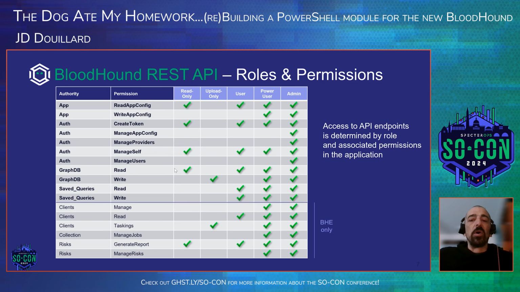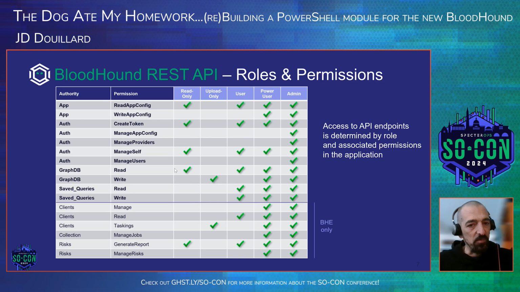In the application, you have user management now, so you can have several roles, and each role has different permissions, which in turn will condition what API endpoints you're allowed to talk to. So we have admin, who can do everything, a power user, and a regular user. They have various levels of access.